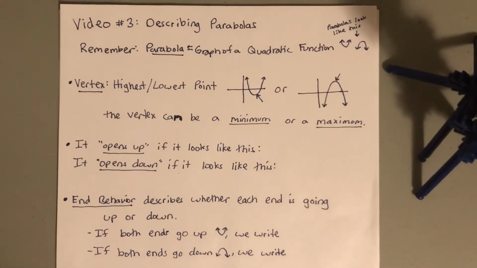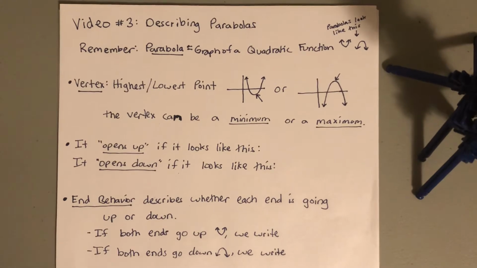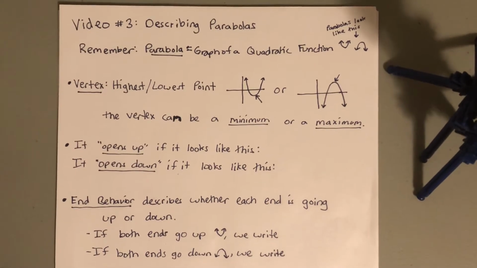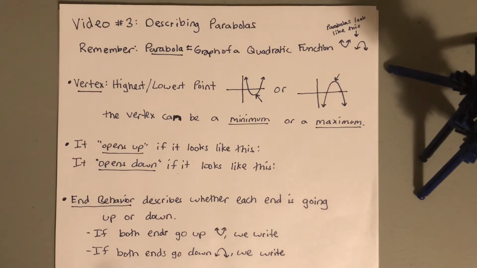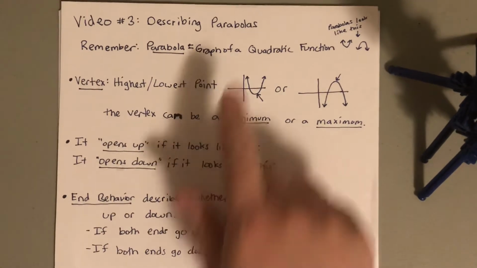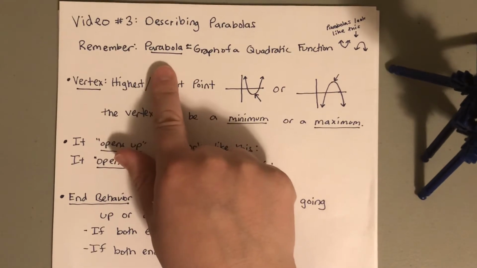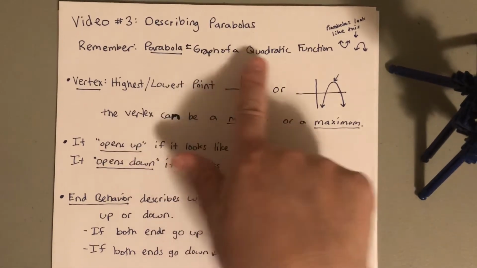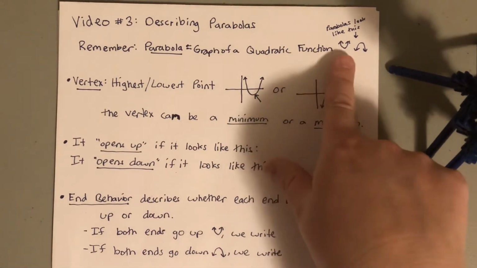In the last video, we talked about solutions to quadratic functions, and those happened when the graph, which we call a parabola, crossed the x-axis. Today we're going to talk a little bit more about parabolas, those graphs of quadratic functions. First of all, we need to remember that a parabola is a graph of a quadratic function. And they look like this.